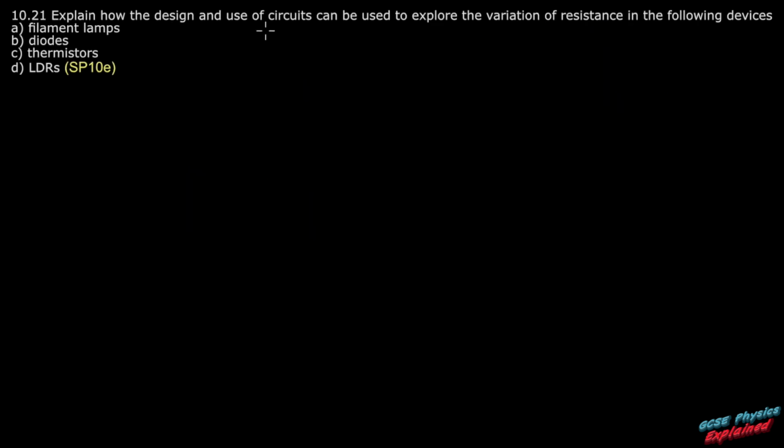21. Explain how the design and use of circuits can be used to explore the variation of resistance in the following devices: filament lamps, diodes, thermistors, LDRs. So the circuit's always the same. I've already talked about that previously, so if I quickly draw that out.